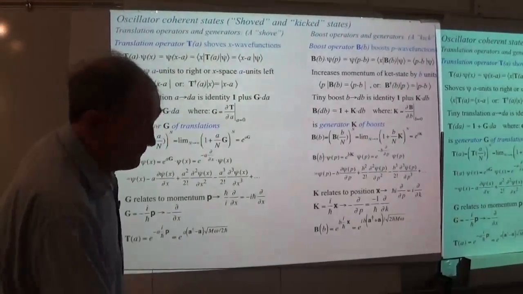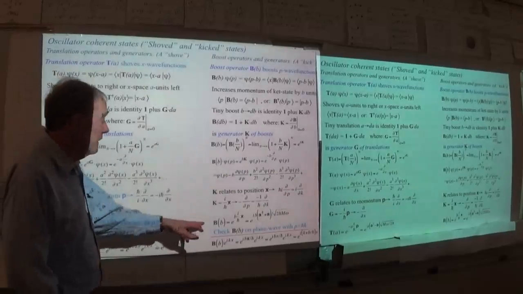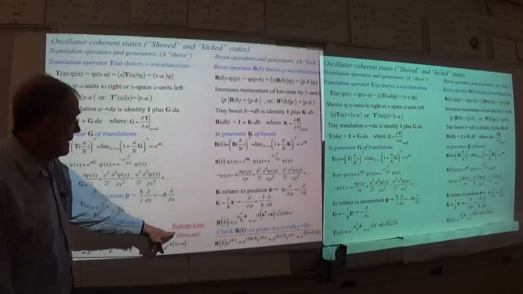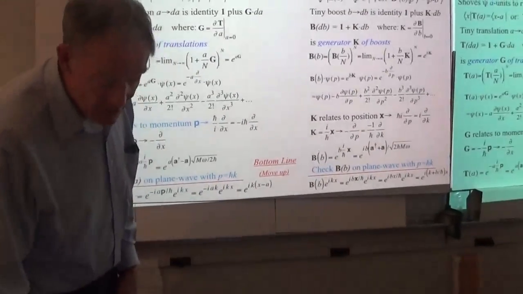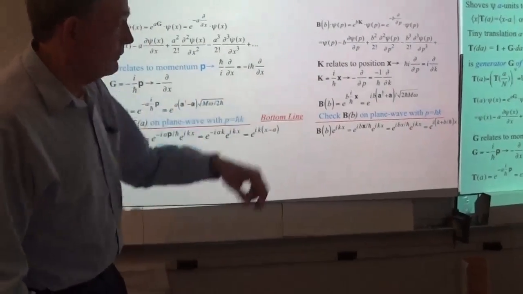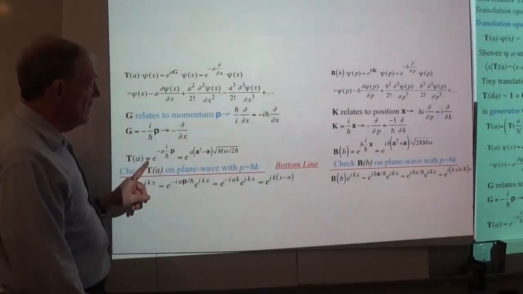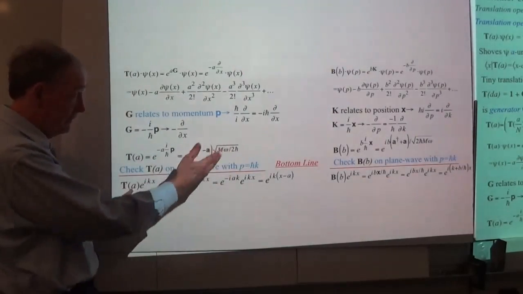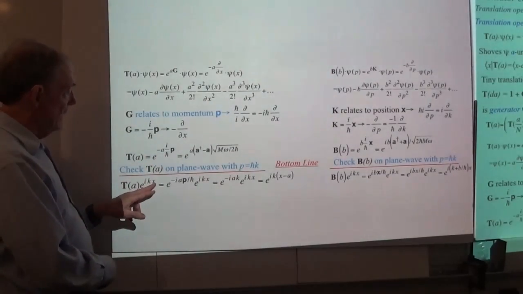Finally, we get at the very bottom there an expression for the effect of the boost and the translation. Now, the bottom line here, as I say, I'm going to move this up so that you can read it. I'll leave that screen there and just move this all up here so you can see. Check the translation operator on a plane wave, e to the i kx. How does the translation operator that I've just given you here work? That's this one. Work on e to the i kx.